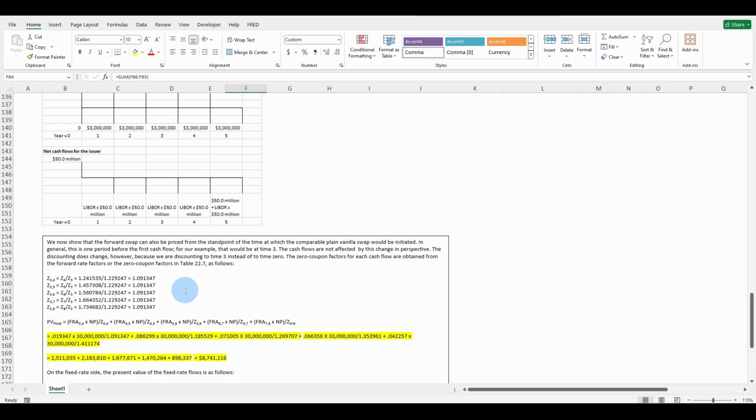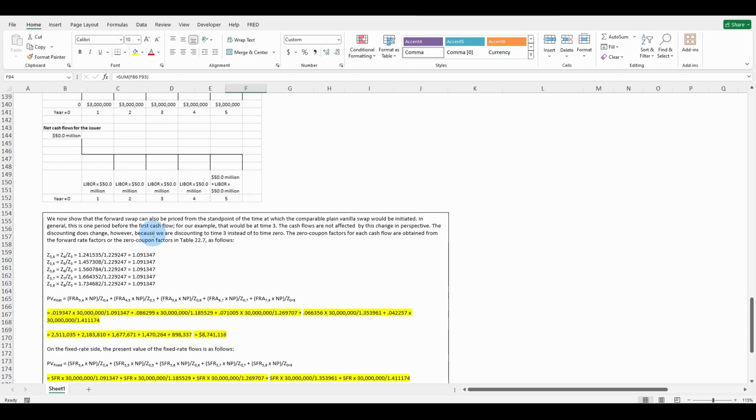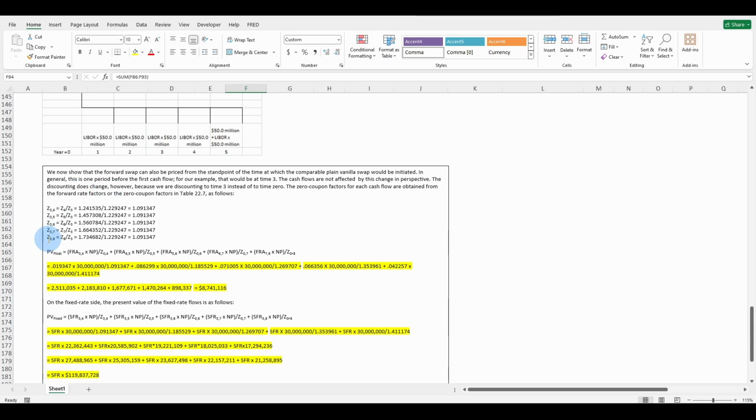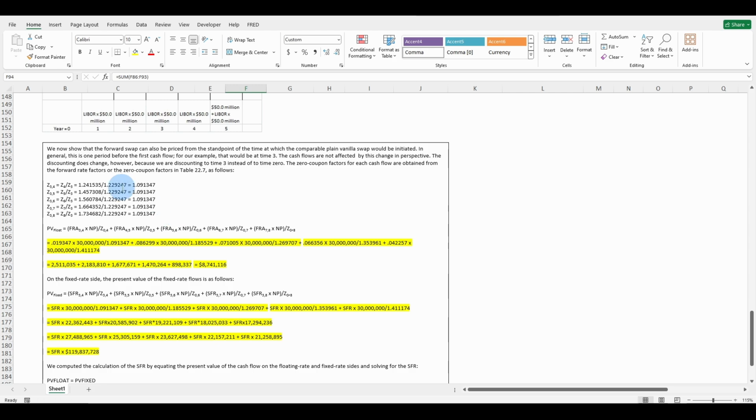We now show that the forward swap can also be priced from the standpoint of the time at which the comparable plain vanilla swap would be initiated. In general, this is one period before the first cash flow. For example, that would be at time 3. Cash flows are not affected by the change in perspective. Discount does change, however, because we are discounting to time 3 instead of time 0, zero coupon factors for each cash flow are obtained from the forward factors or the zero coupon.